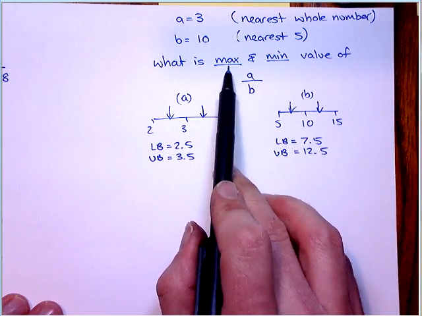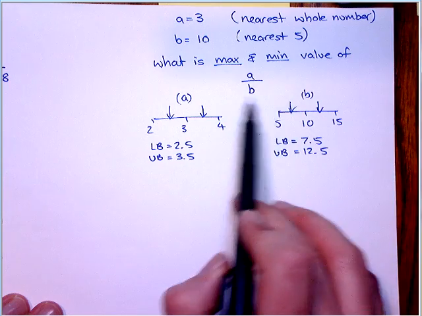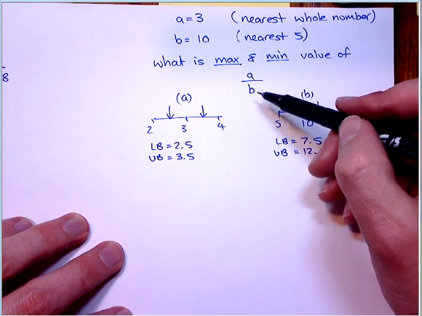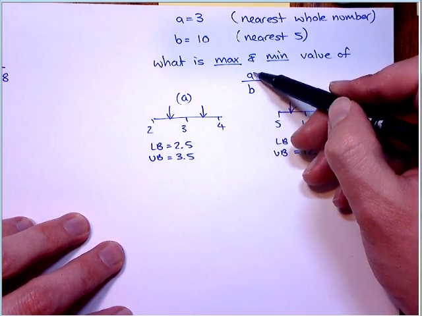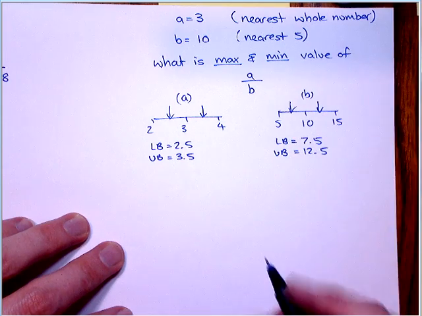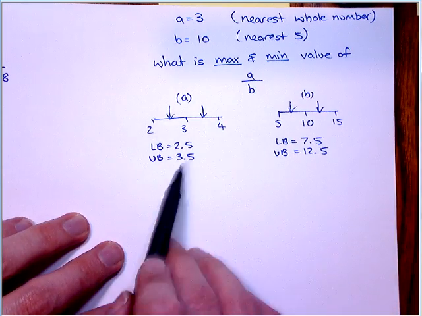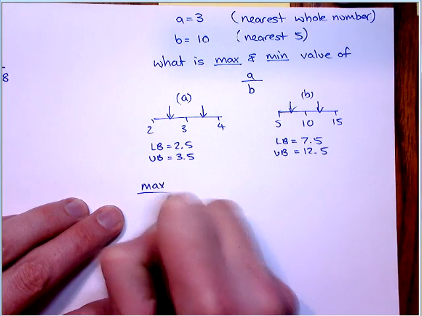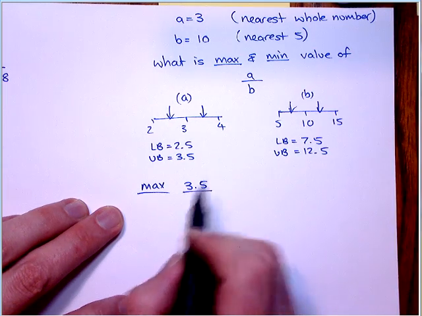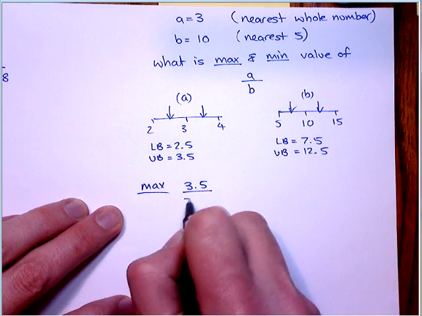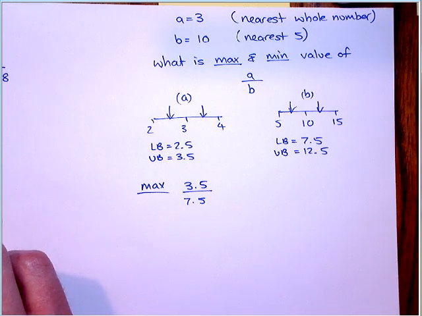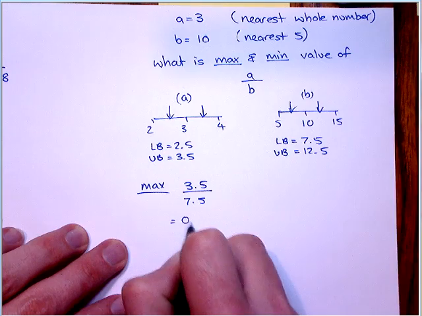So we now have to work out the maximum value and the minimum value we can get when we put this in. Now, with division, to create the biggest answer, it's how many of these go into this. So if we make this as small as possible and this as big as possible, we'll get the largest answer. So for A, we need the largest one. So to find the max, it's going to be 3.5 divided by the smallest one for B, so 7.5. So if I type that in, 3.5 divided by 7.5, I actually get 0.46 recurring.